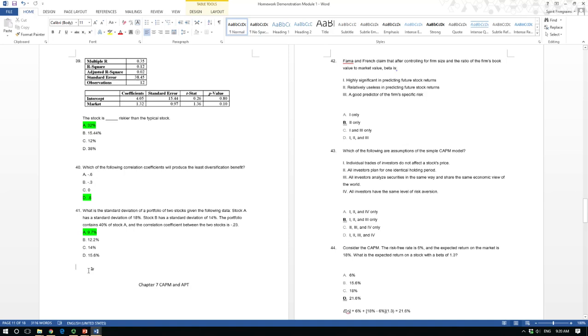What should we do? Well, do the calculation, like number 26. W1 squared sigma 1 squared plus W2 squared sigma 2 squared plus 2 times W1, W2, sigma 1, sigma 2, and rho 1,2. And rho 1,2 here is negative 0.23. Once you get the variance, do not forget to take the square root to get the standard deviation.